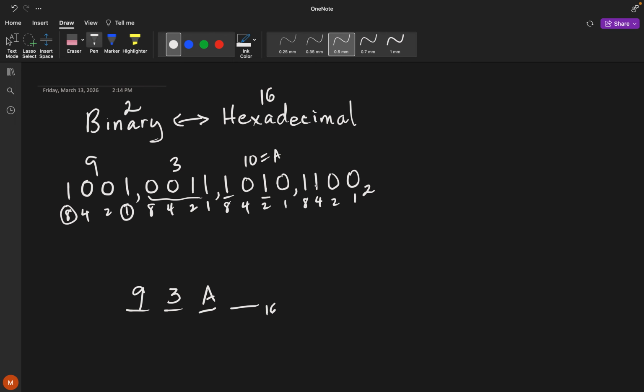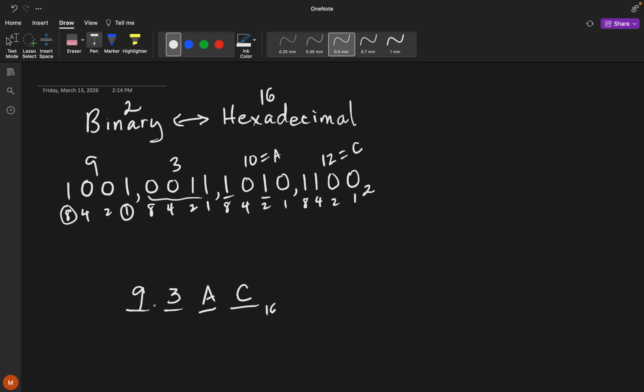And then this is 8 plus 4, which is 12. And if you go A is 10, B is 11, C is 12. So all of this long thing right here is equal to 93AC in base 16, or hexadecimal.